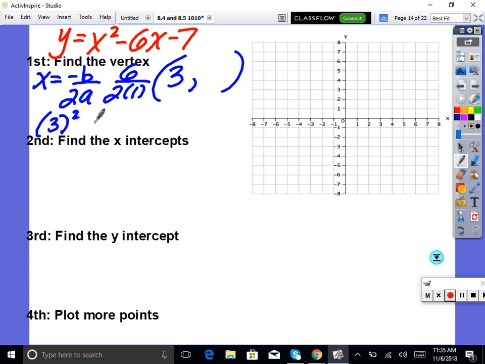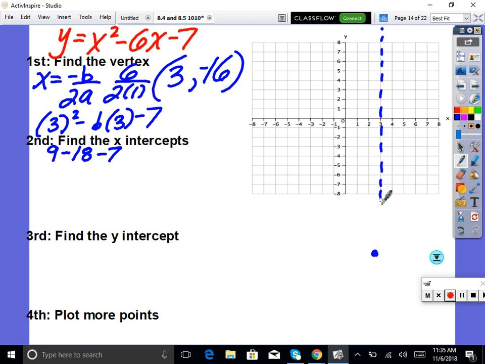3 squared minus 6 times 3 minus 7. So that'd be 9 minus 18, right? Minus 7. So then that would be negative 16, which is off my graph, which, okay, that's fine. Over 3, negative 16, so it's just somewhere clear down here. So this is what you would do on a test. You would just say, okay, it's clear down there somewhere. Can't fit it, but that's okay.